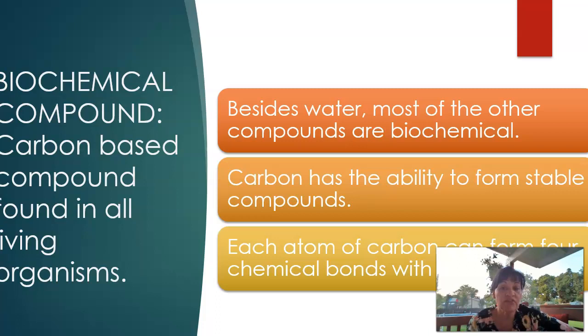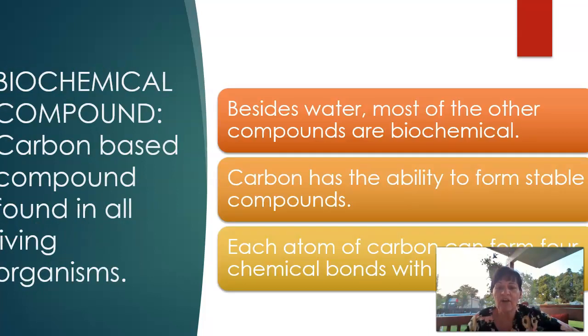Carbon has the ability to form stable compounds. The importance of that is, if you can remember from chemistry or what you've learned before, an unstable form can be volatile, so it can explode. So it's very important that we don't have these in our bodies, right? We don't want to be having exploding cells and things everywhere. So carbon forms stable compounds.